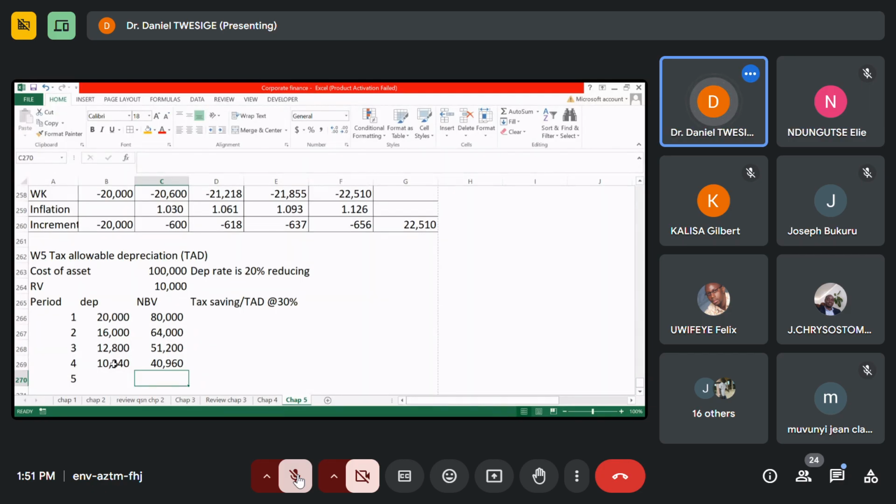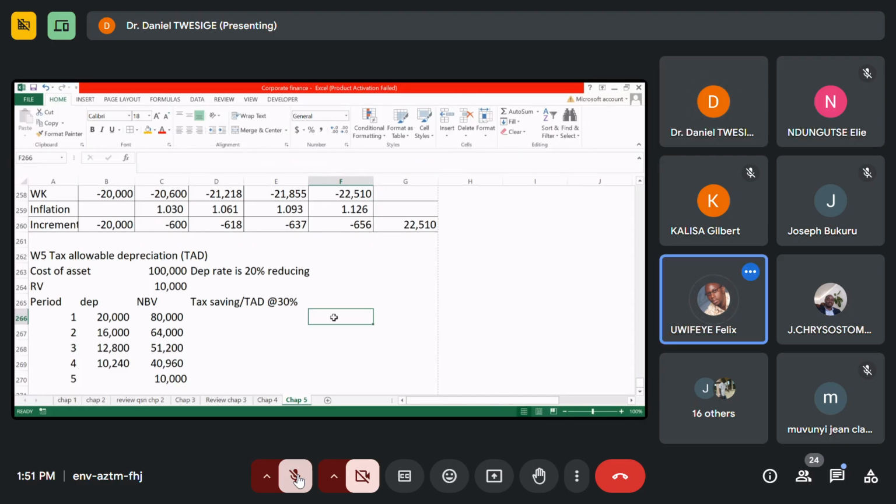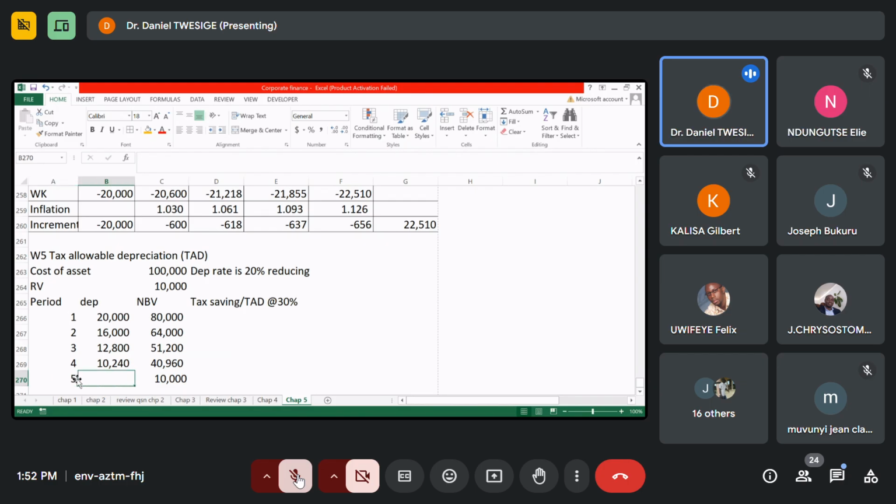In the last year, the asset has a value of 10. That's the residual value. So meaning, we shall have a loss on it, a loss of this minus this.